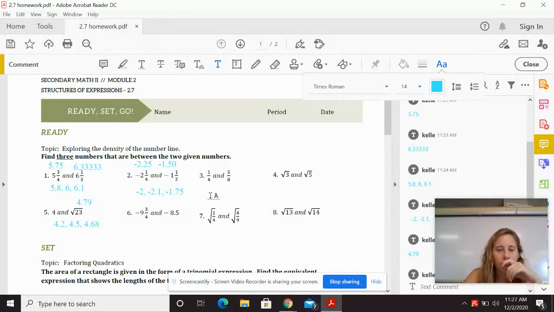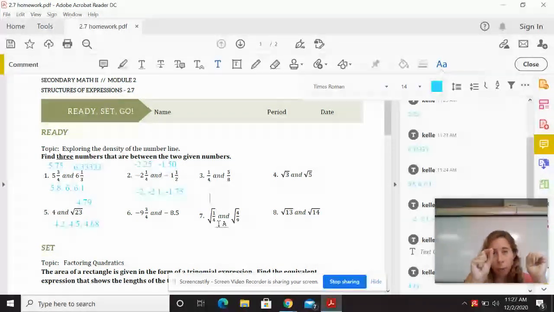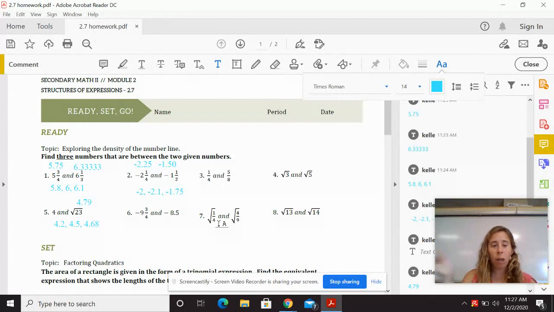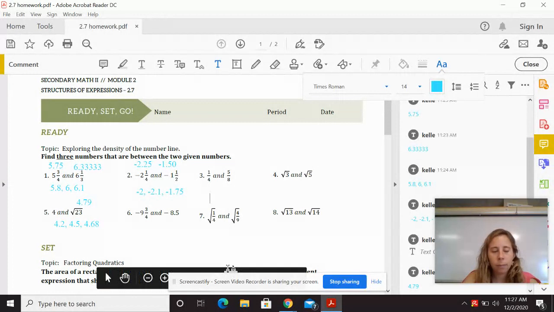Okay, these you can actually do. So the square root of 1/4. When you're taking the square root of a fraction, you just take the square root of the top, which is called the numerator, and the square root of the bottom, which is called the denominator. So the square root of 1 is 1. The square root of 4, what number times itself is 4? It's 2. So that changes to 1/2.